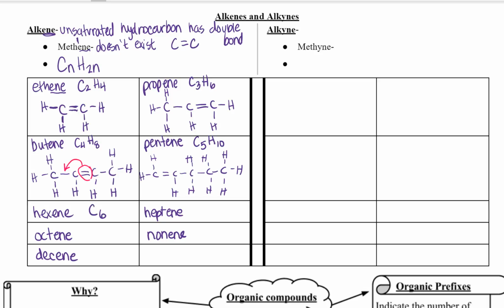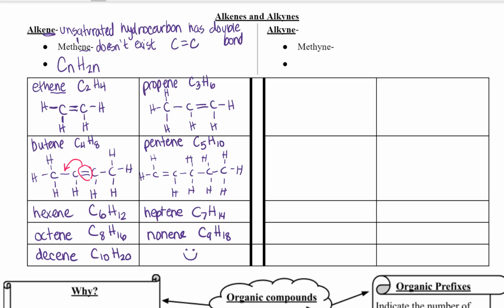So hexene means C6. To figure out the hydrogens, I'm just going to double that and I get 12. Hept, the prefix means 7, and 7 times 2, there are 14 H's. Oct means 8, so C8. To figure out the H's, I just double it and I get 16. Non means 9, and then to figure out the H's, I do 9 times 2, which is 18. Dec means 10, and there are 20 H's because I just have to double that.